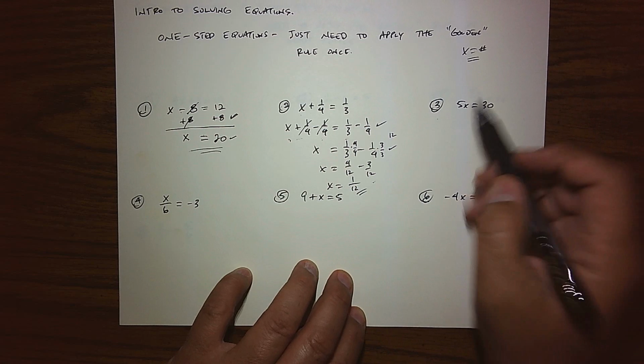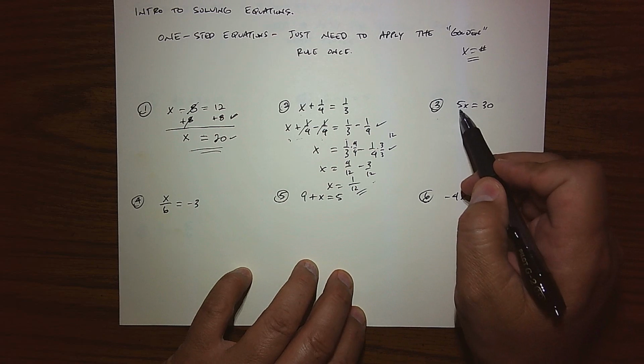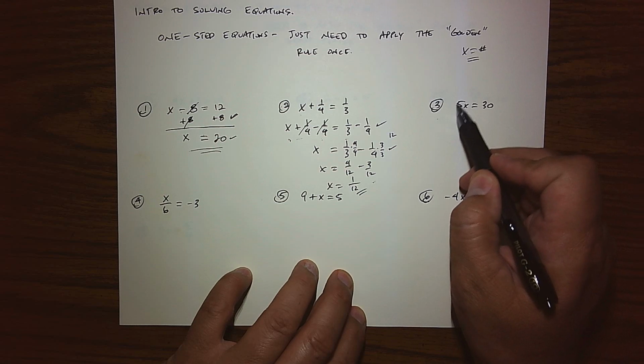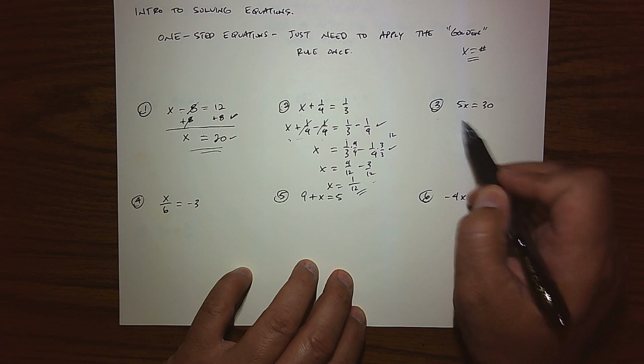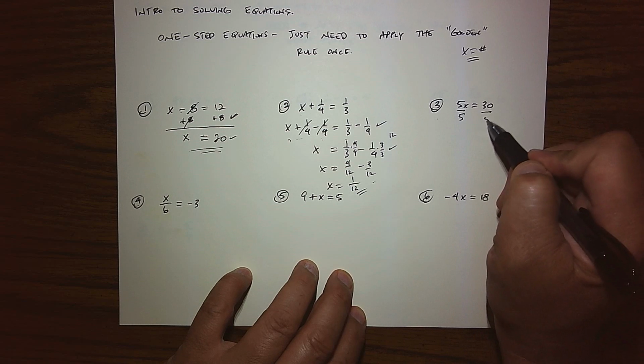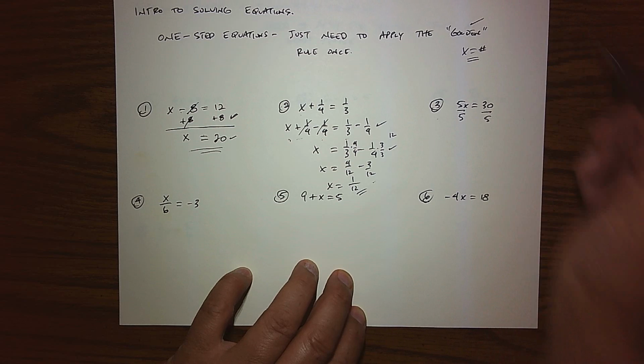For number 3, what's happening here is we got 5 times a number. So how do we reverse a multiplication? Well, we do a division. So I'm going to take this side and divide it by 5, and I'm going to take this side, divide it by 5. Again, there's my golden rule.